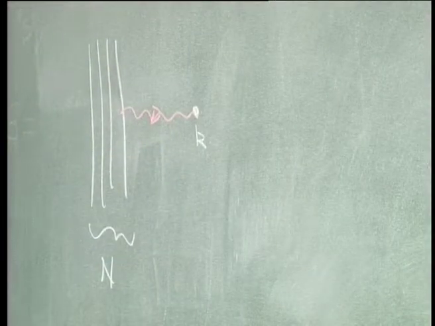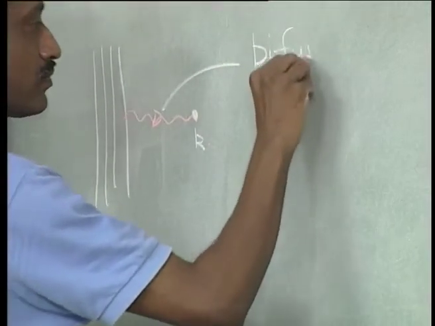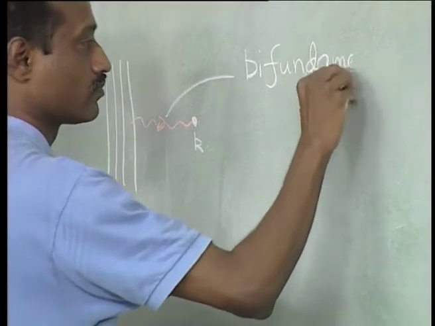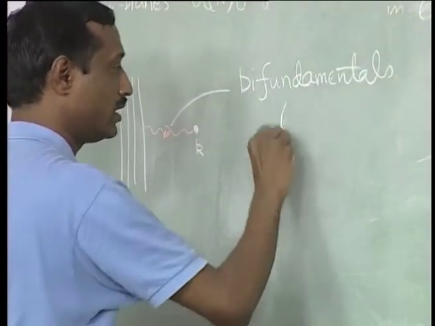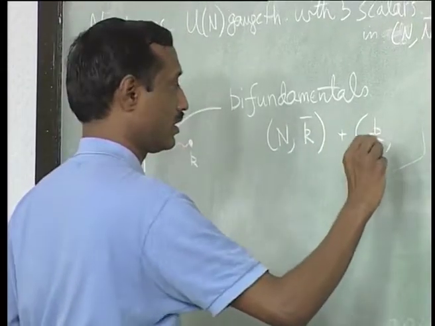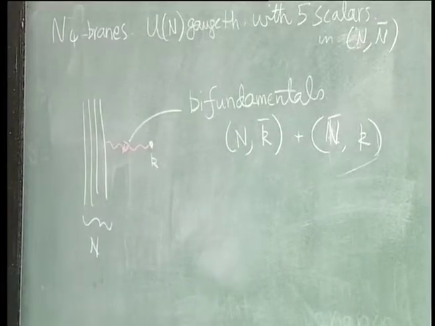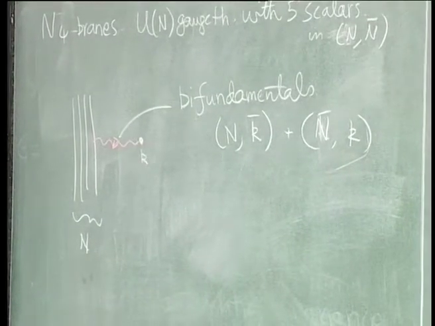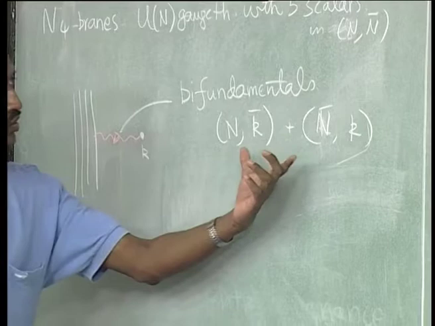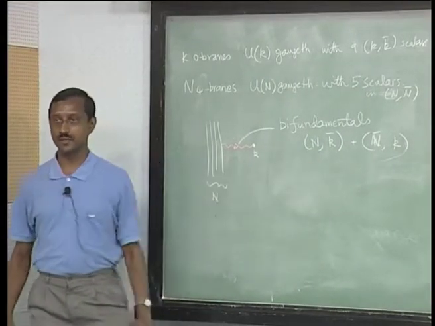Okay. So you end up getting, so these will give you bifundamentals of two kinds, n k bar plus k rather n bar k, we can just stick to that kind of notation. Okay. And these are also certain kinds of multipliers. So there will be some scalar, some things coming from this thing.